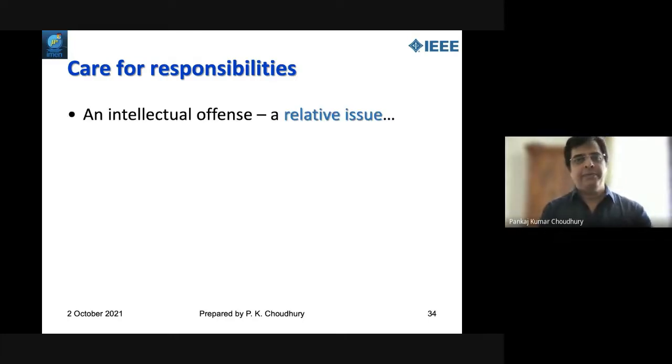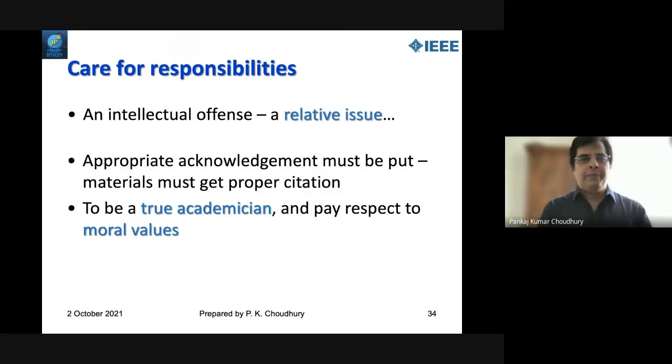Care for responsibilities. As I stated before, one must be extremely careful, as it is an intellectual offense. And essentially, it is a relative issue because it depends on every individual. So remember the sentence by my teacher: a man is first a man and then a scientist. So first you understand what you are, and then you act accordingly. Appropriate acknowledgement must be put, and materials must get proper citation. To be a true academician and pay respect to moral values, all these fall under the responsibilities of a true academician or true scientist.